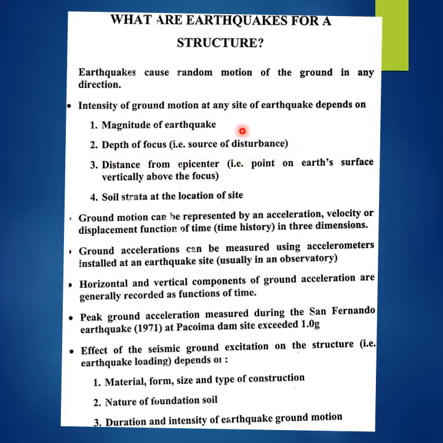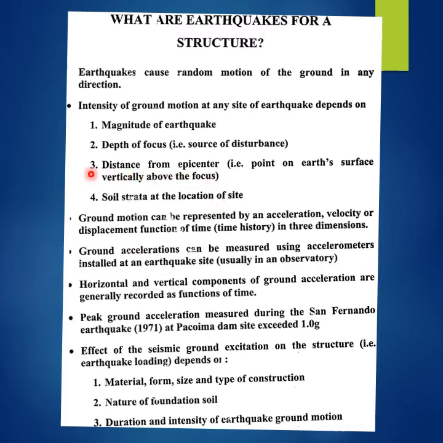Two, the depth of the focus, that is, the source of the disturbance that occurs deep inside the Earth's crust, resulting in the seismic waves traveling in all different directions from the source and arriving at the surface of the Earth, including the building site. Three, the distance of the building site from the epicenter, that is, the point on the Earth's surface that is vertically above the focus or the source of the disturbance.